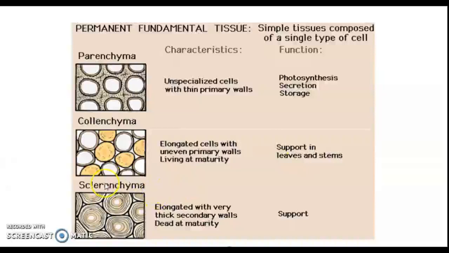And sclerenchyma is also an elongated cell. It has a thick secondary wall. This is the primary wall. This is the thick secondary wall, which is dead. The parenchyma and collenchyma are living cells, but sclerenchyma cells are dead cells. They are mainly used for support. Always remember, the dead cells are mainly used for the support system. So this is about the simple permanent tissue.